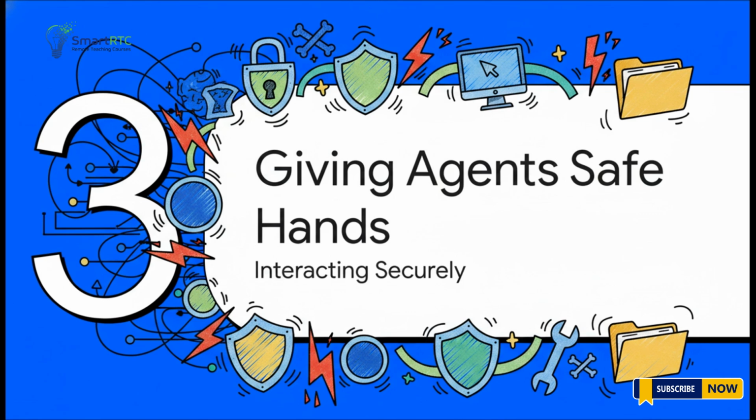All right, so our agent is smarter, it can remember things, but that's all useless if it can't actually do anything. And that's where things get tricky. Giving an AI access to your tools, your files, your command line, that opens up massive security risks. Just one bad line of code could be a disaster.